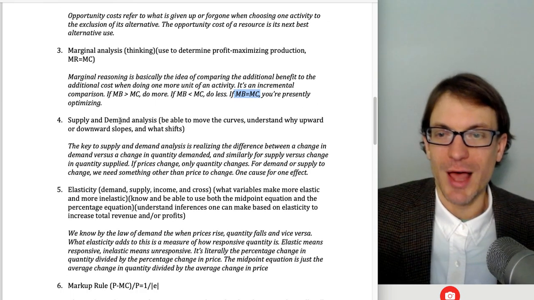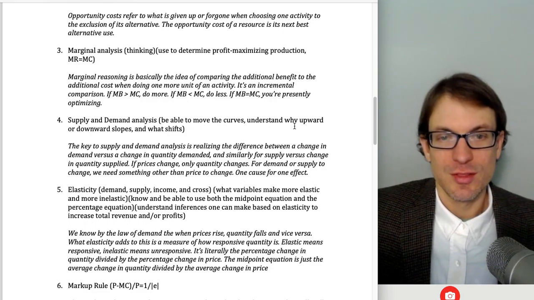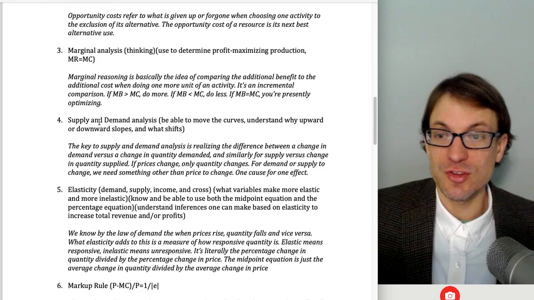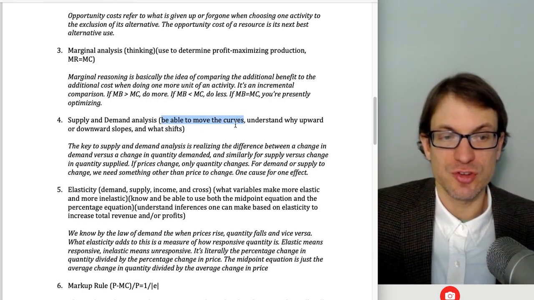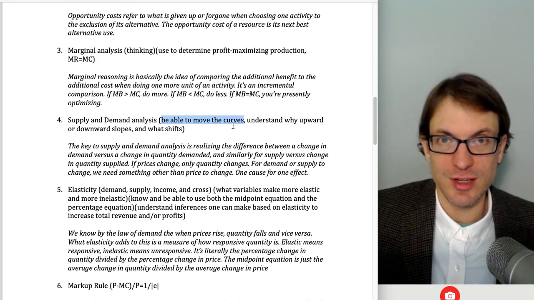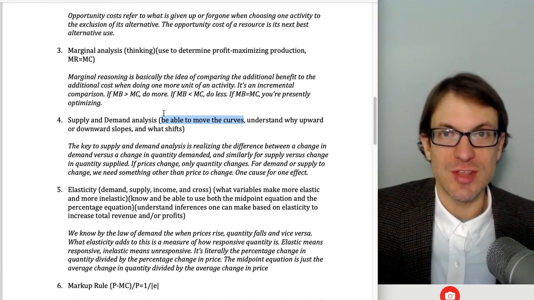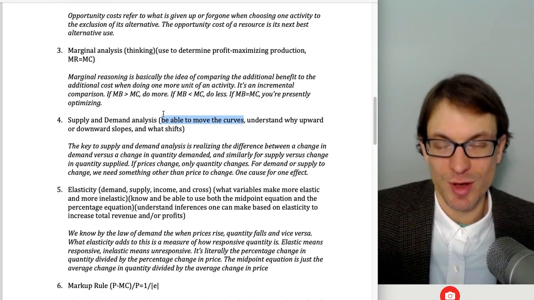All right, so supply and demand analysis. You want to think about moving the curves, understand why there's an upward or downward slope, and then what shifts. Okay, so you'd shift the supply or demand curve left or right if something other than price changes. If the price of the good changes, you could only get a change in quantity demanded or quantity supplied, right? So quantity demanded is the amount consumers want to buy at a given price. So if that price changes, the amount they want to buy changes.